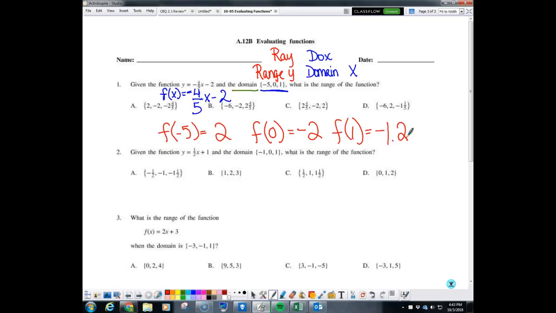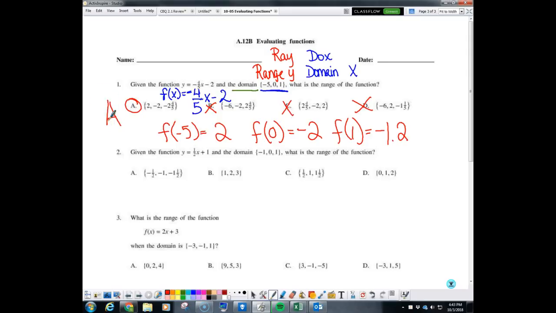So let's look at my answer choices. For sure they have to have 2 and negative 2. 2 and negative 2, that's good. 2 and negative 6, I don't have negative 6, so B is incorrect. Now the difference between C and A is negative 2 and 4/5, and then positive 2 and 4/5. Well, negative 1.2 is negative, right? So this is positive, so that's incorrect. So my answer would be A.